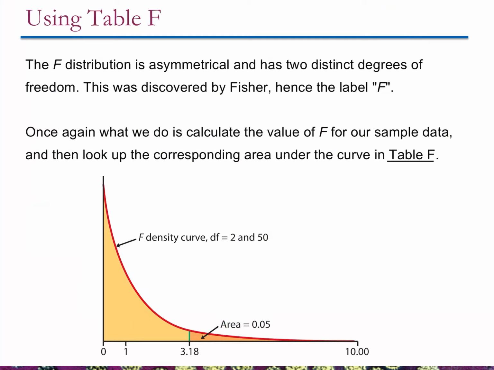So the F distribution is an asymmetrical distribution. It has 2 distinct degrees of freedom, numerator and denominator. All right, and again, Ronald Fisher was the one who developed this back in early 1900s sometime. So again, as with other tests we've done, we're going to calculate a statistic, in this case the F statistic, from our sample data, look it up on table F, and that will help us find the area to the right, which is going to be our p-value.